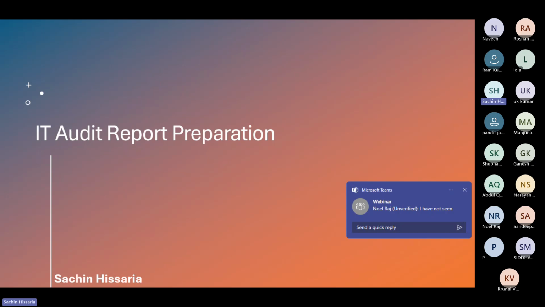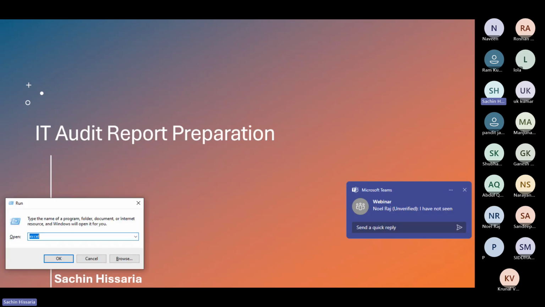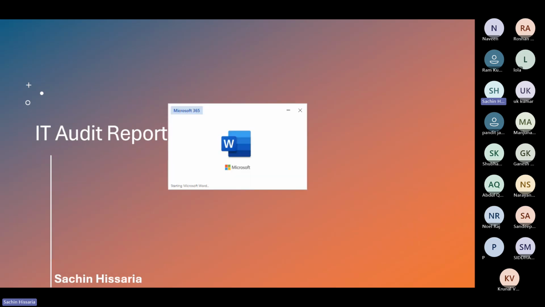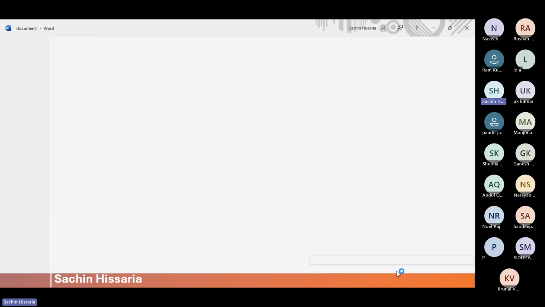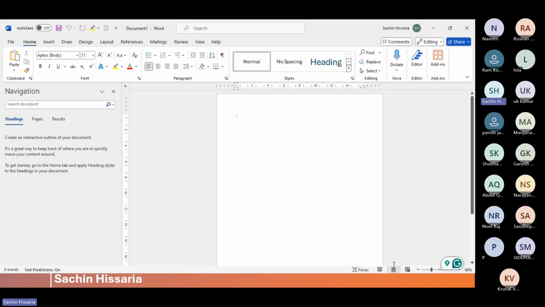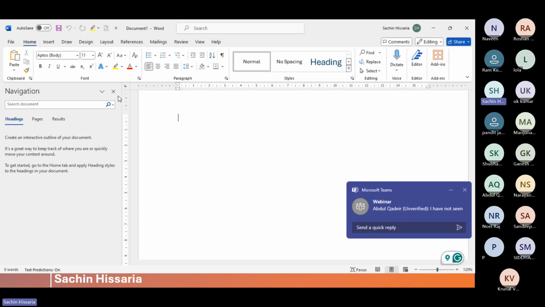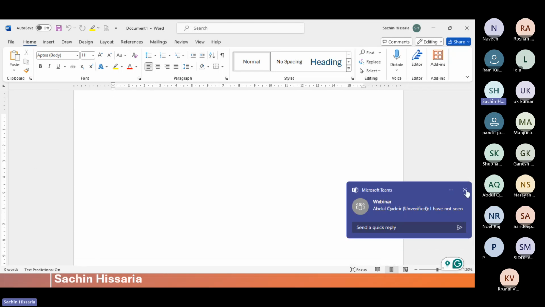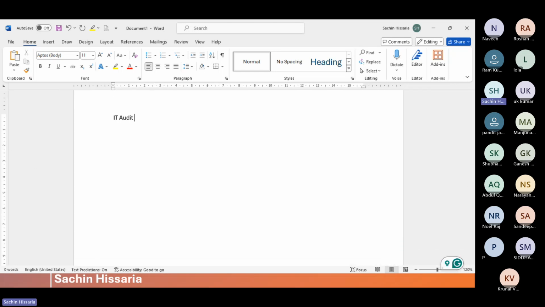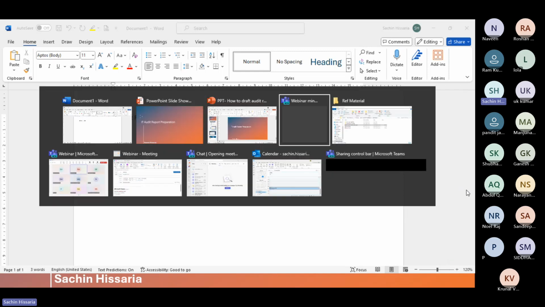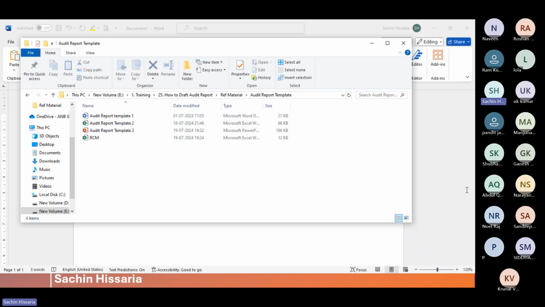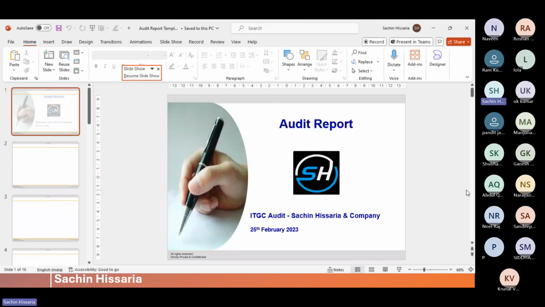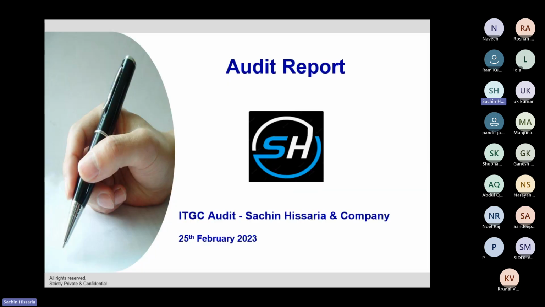First we will discuss what is the content of the report, and then we will discuss at length each and every topic. So first let me show you how the IT audit report looks in real life. First I will show you that, and then we will discuss the content of the report. So I will open one of the reports. Guys, this is, for example, my report. This is the ITGC audit report for SHN company.